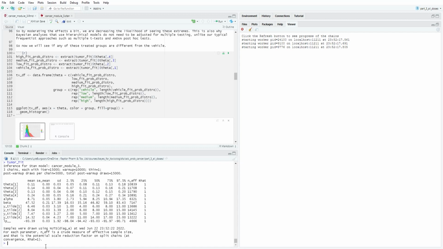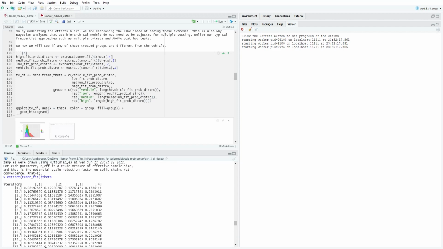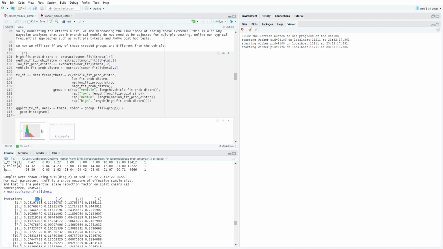So let me show you something that's kind of neat. The thetas in this case, because we've got theta 1, theta 2, theta 3, theta 4, are actually in a table. So when I say extract tumor fit dollar theta, there it is. It's a table. I'm scrolling up to the top here. This is theta 1, this is theta 2, this is theta 3, this is theta 4.